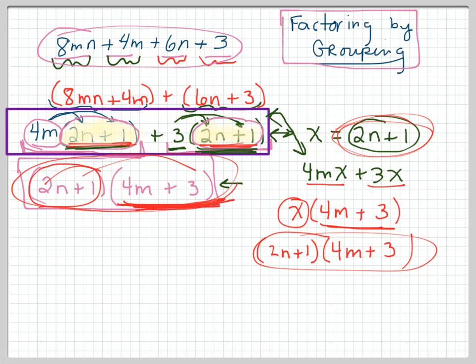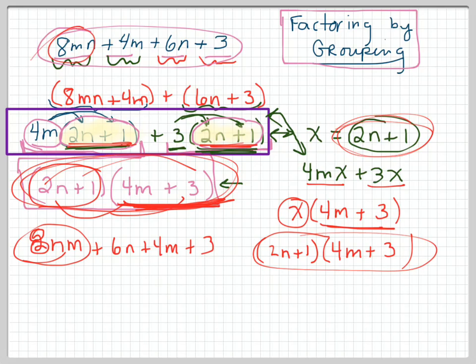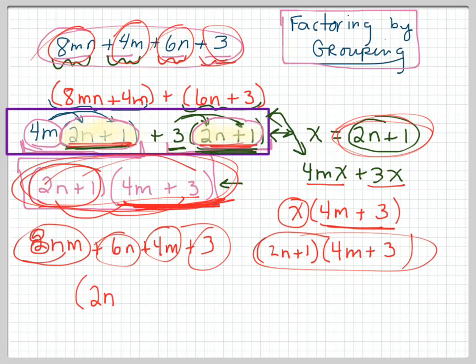So our final answer, 2n plus 1 times 4m plus 3, if I were to check that and distribute 2n, I get 8nm, I get 6n, I distribute the 1, I get 4m, and distribute the 1, I get 3. So there's 8nm, that's this guy. I get 4m, that's this guy at the top. 6n, that's this guy, and the 3. So that is the correct factorization, and your final answer is just that, 2n plus 1 times 4m plus 3.